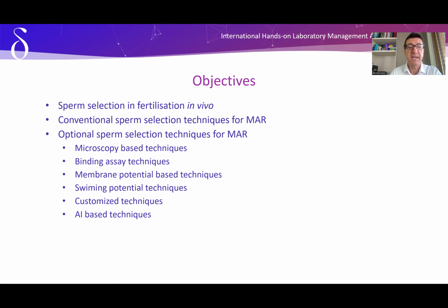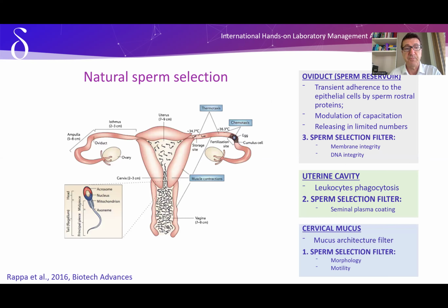microscopy-based techniques, binding assay techniques, sperm membrane potential-based techniques, the methods that are based on the swimming characteristics of sperm, many customized techniques that we modified according to the severity of male infertility, and in the last couple of years there are some studies that show very promising artificial intelligence-based sperm selection techniques. And let's go first to the principle of sperm selection when they enter the female reproductive tract.